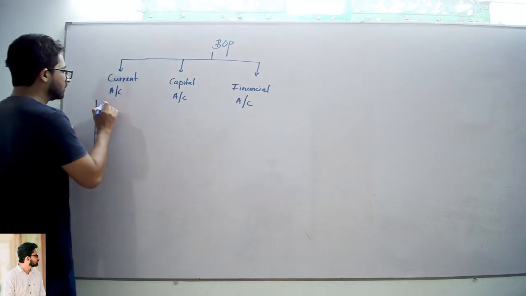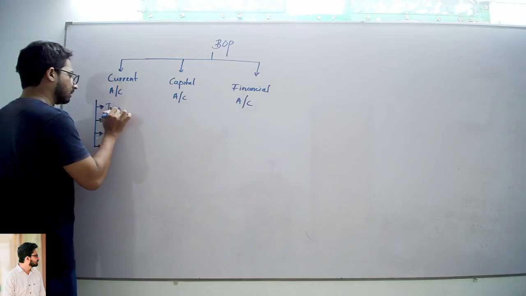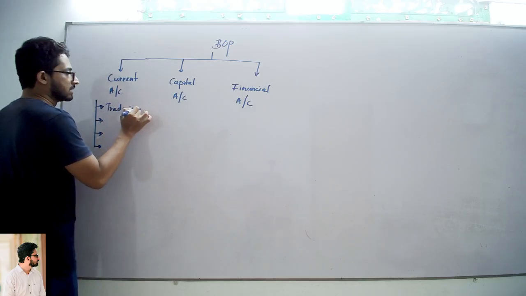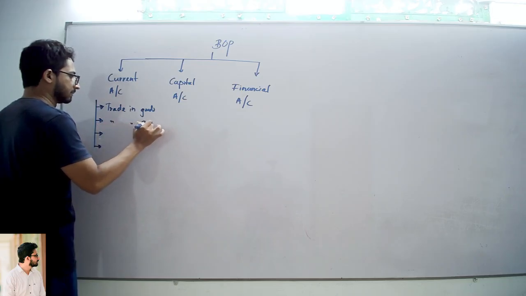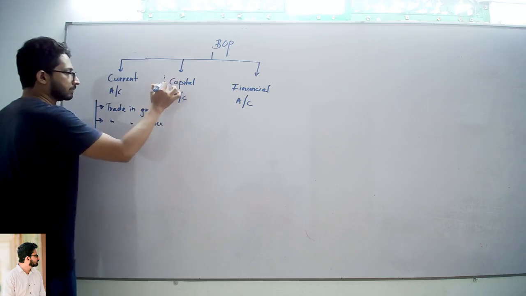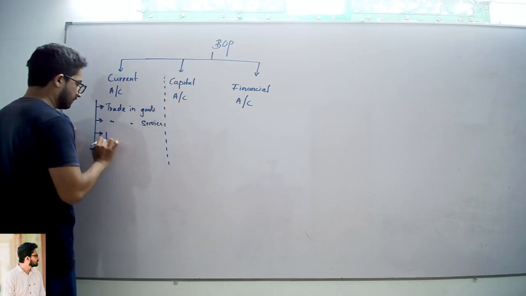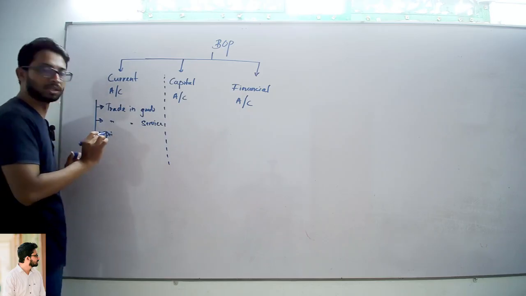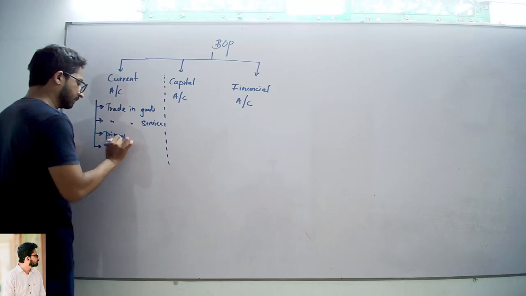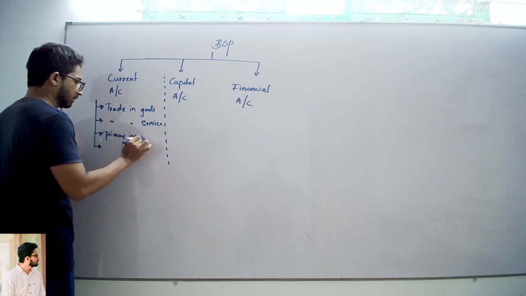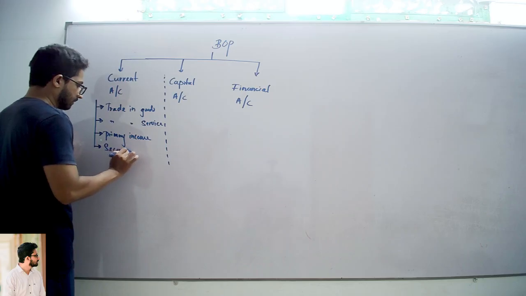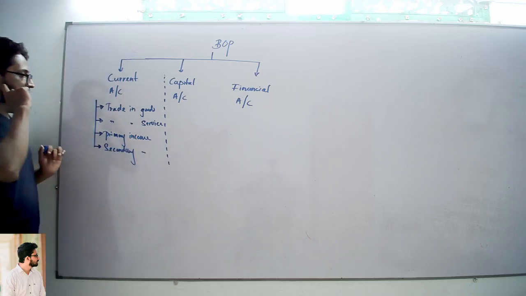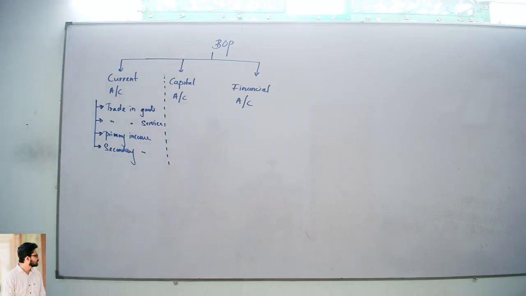First one, trade in goods. Second one, trade in service. Third one, primary income account. Last one, secondary income account. These are the subparts of the current account.